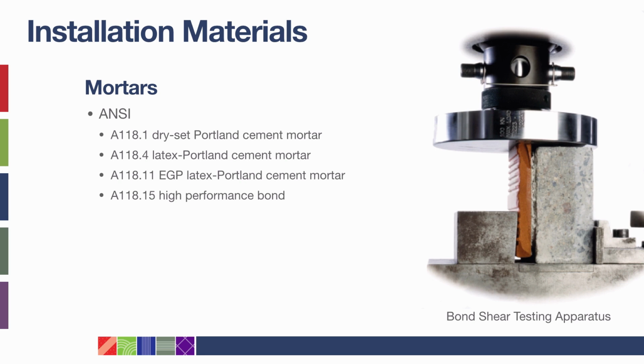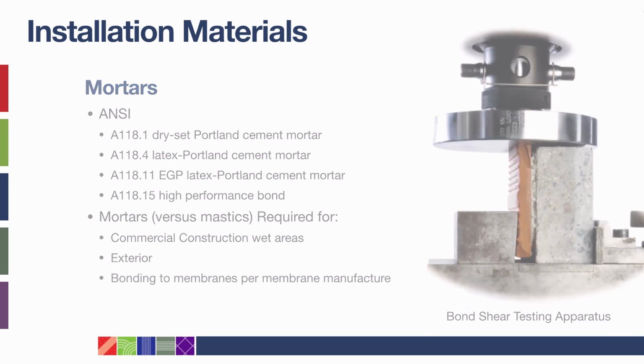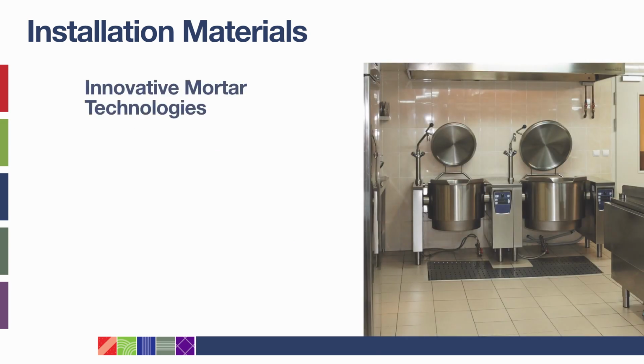A bond shear testing apparatus is used to measure the bond strength of the mortar to various tile materials. Mortar, as opposed to mastic, is required for commercial construction in wet areas for use on exterior installations. It is also used to ensure bonding to waterproof and anti-fracture membranes per membrane manufacturer's specifications. Technological advances have improved the composition of mortar.